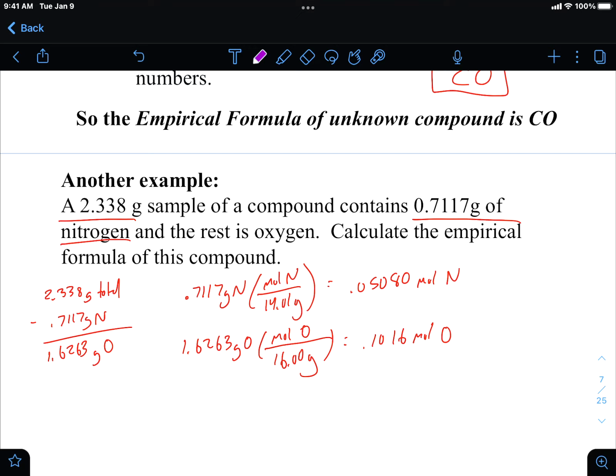Question, Chris? Where 14 come from? 14.0. Oh, that's the molar mass of nitrogen from the periodic table. Oh, okay.